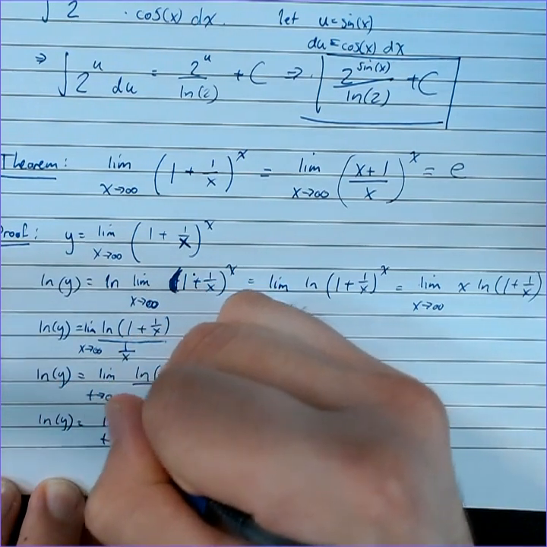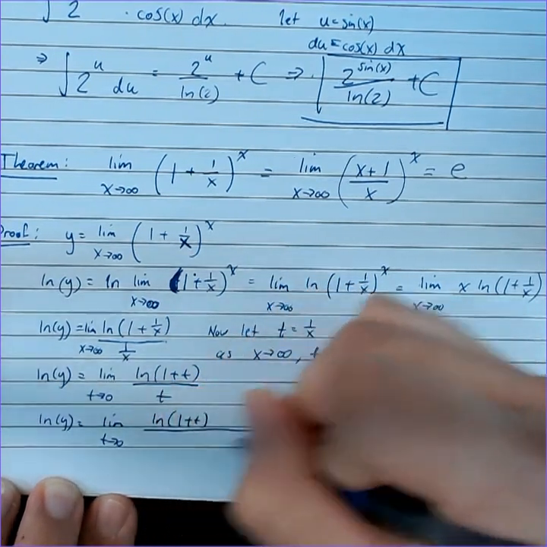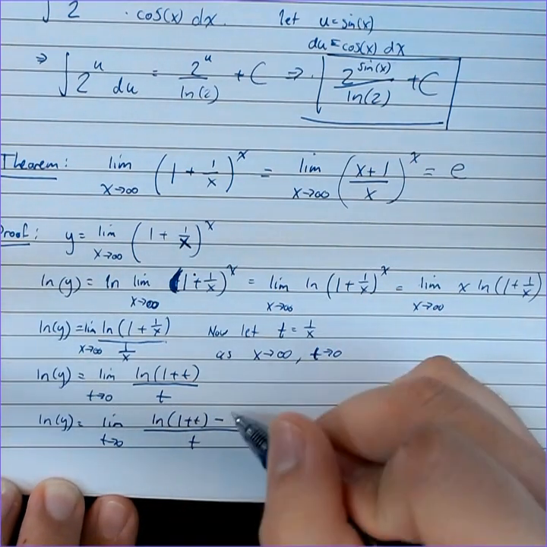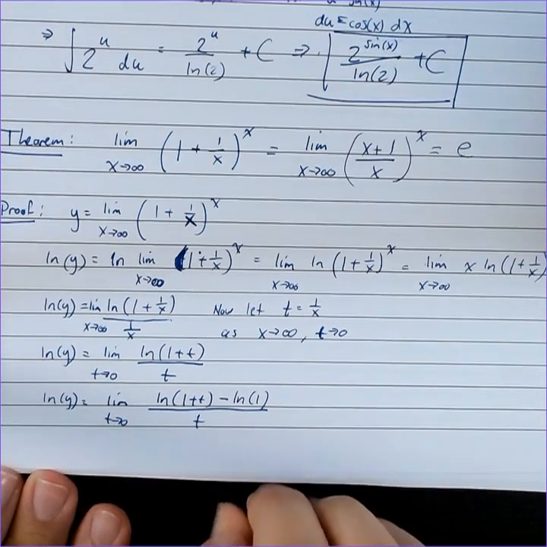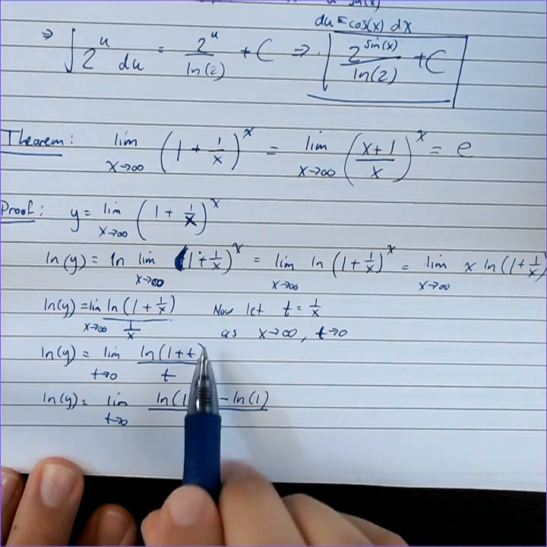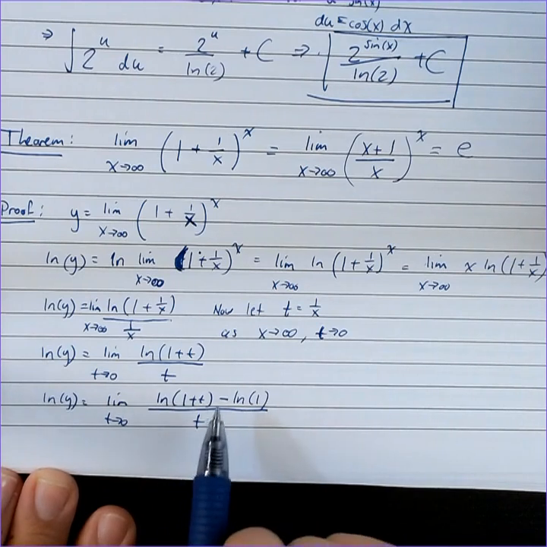Limit as t approaches 0 of the natural log of 1 plus t over t. I'm going to subtract from this numerator the natural log of 1. Now at this moment you should probably protest and say, well, wait a minute, you can't do that. Whenever you do something to the top, you have to do the same thing to the bottom, right? You just randomly changed your numerator.